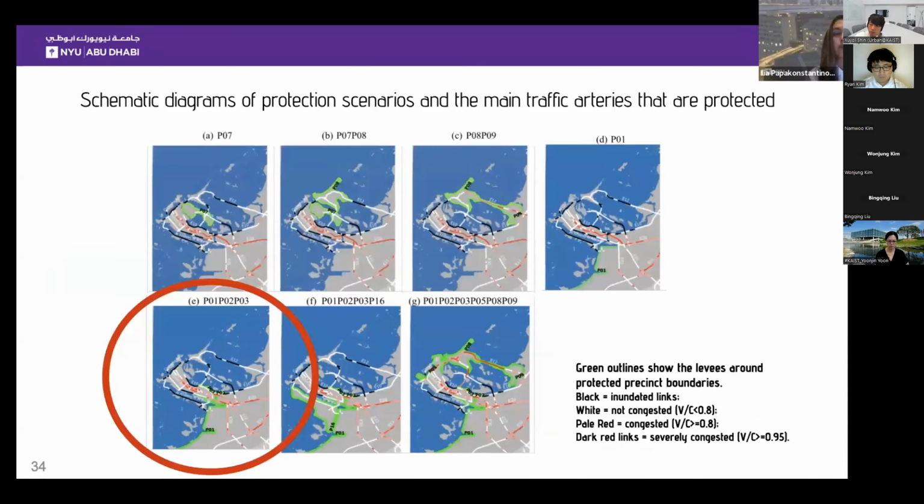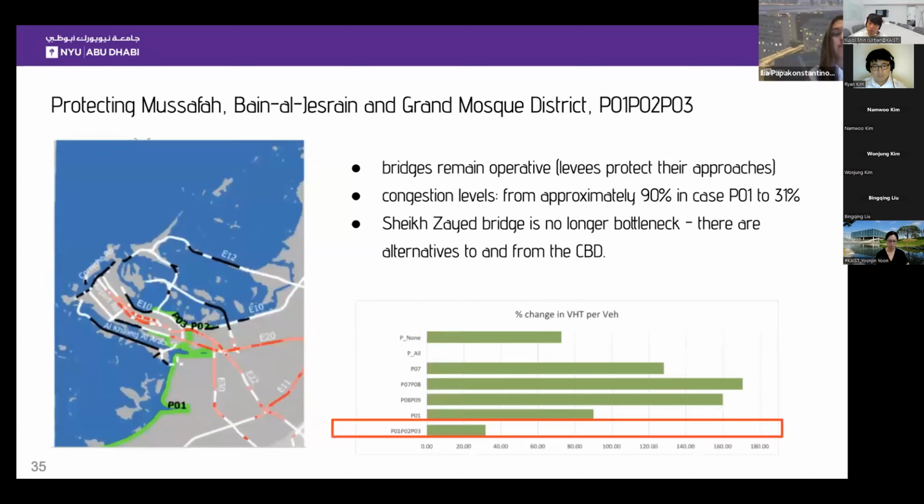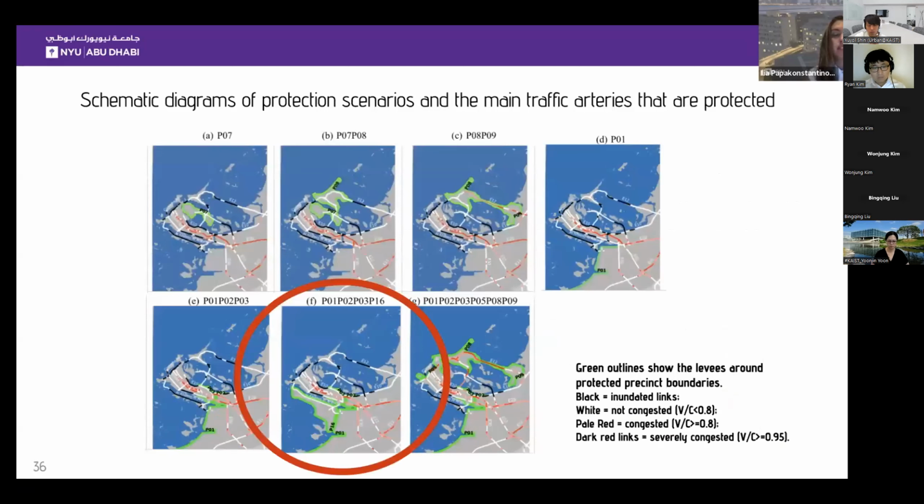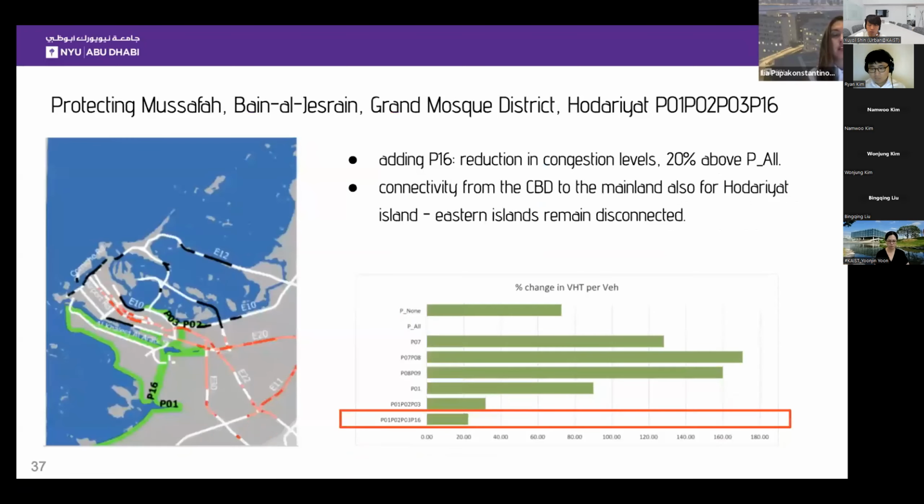Moving to the case where we protect P1, 2, and 3. So Musafa, Ben, El Jesrain, and Grand Mosque District. The bridges remain operative because all the approaches are protected. Congestion levels reduce from approximately 90% in the case that we saw before, P1, to 31%. And in this case, Sheikh Zayed Bridge is no longer a bottleneck. And adding to this case, P16, Khudairiyat Island. So in this case, we can see that we have a reduction in congestion levels and connectivity, but the eastern islands remain disconnected.